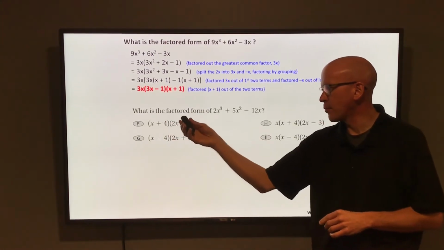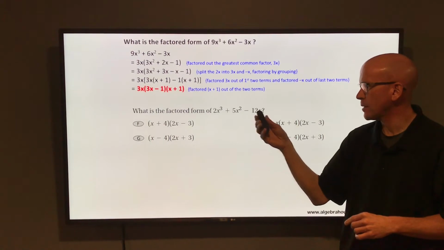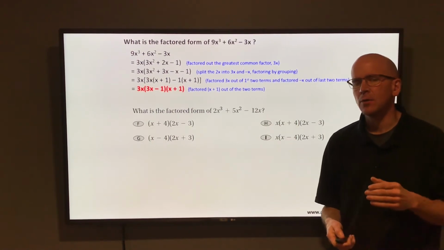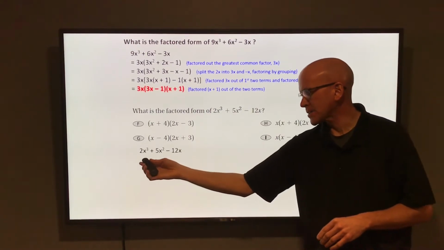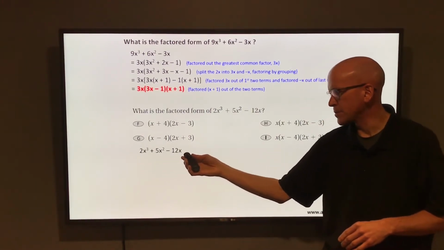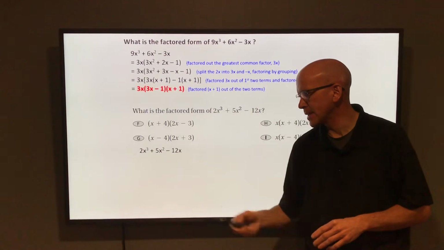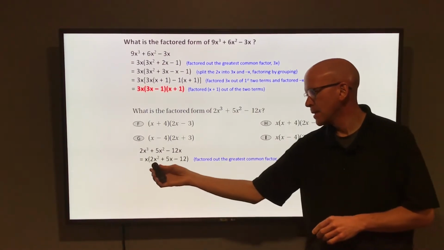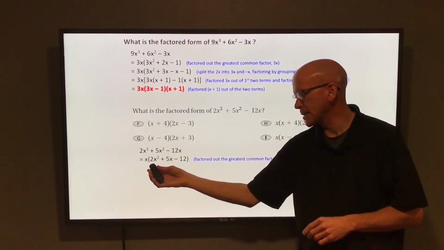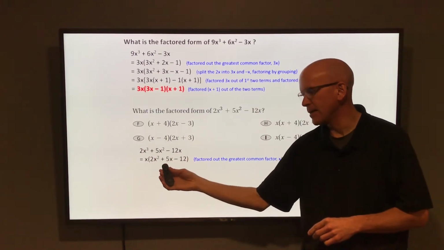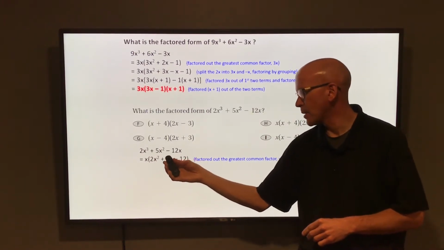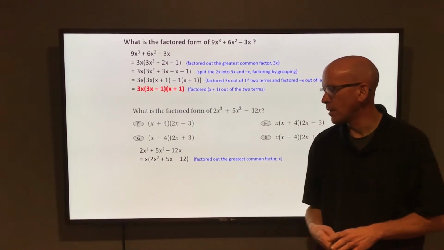What is the factored form of 2x to the third plus 5x squared minus 12x? Once again, always look for a common factor that you can factor out. X would be a common factor to those three terms. So if you factor an x out, divide each term by x. Divide 2x to the third by x, that is 2x squared. If you divide 5x squared by x, that is 5x. And if you divide negative 12x by x, that is negative 12.